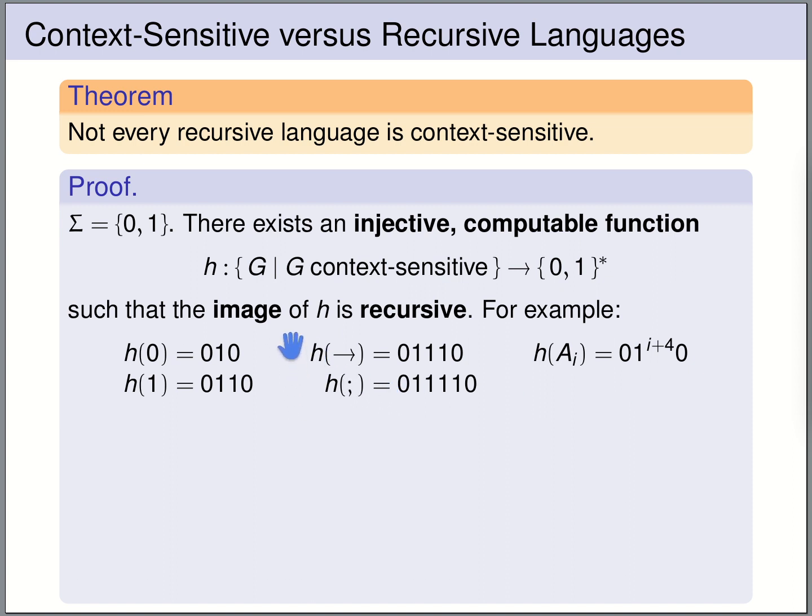Now the crucial point of having such a code is that we want to be able to check whether it's a valid code. So this means the image of this function h should be recursive. So we should have a parser that, given such a code, tells us whether this is a code of a valid grammar. And if we, for instance, take such a simple encoding, then this is of course no problem. We can easily write a parser that tells whether the code that we have is a valid grammar.